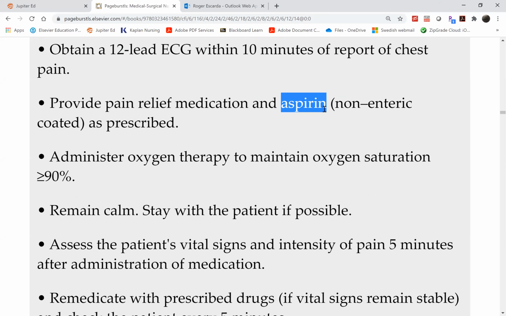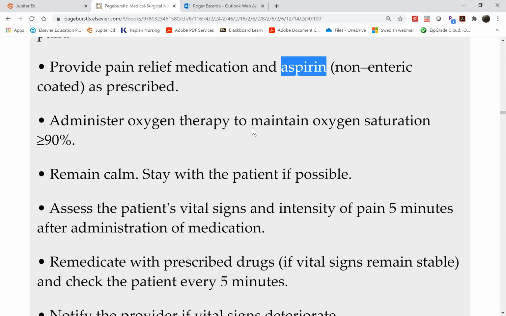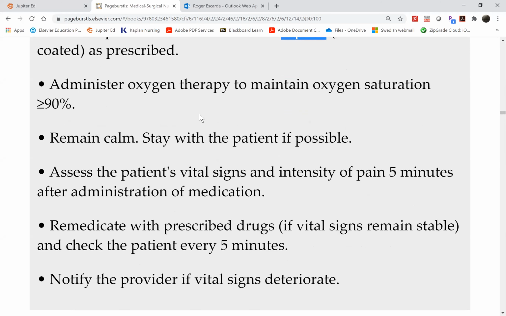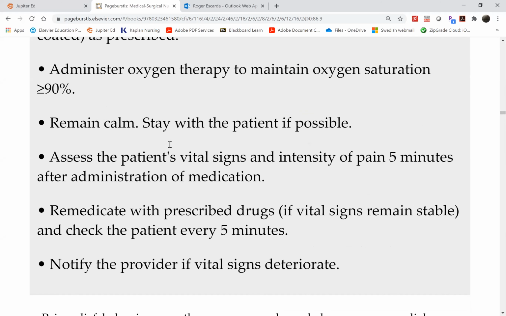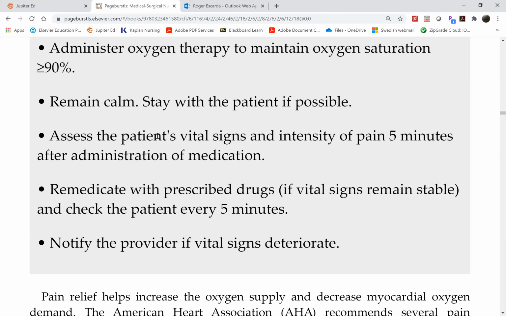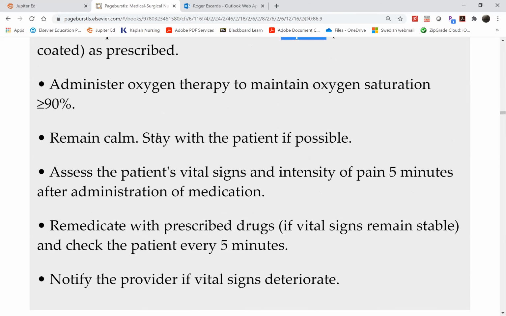Aspirin. Aspirin has a long effect. So unlike nitro, which is gone in a couple minutes, the antithrombotic effect of aspirin can last up to 3 days, longer depending on your dose. Here's oxygen. And with any anxious patients, you never leave these patients. We talked about this in respiratory therapy last week.